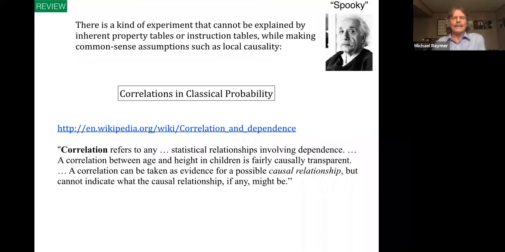So let me review a little bit. We talked last time about the fact that if we analyze correlation experiments using classical common sense logic rules, we can make predictions that have nothing to do with quantum physics. They're simply predictions about any possible experiment that could be done on any physical system. And the idea is to look for correlations between measurements on two different objects or two different sets of objects.